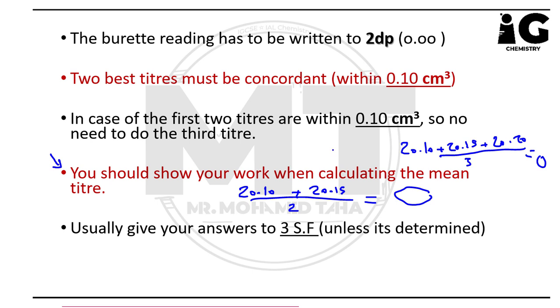So actually guys, again, really important to show your work in this point to not lose the mark. Also, this is really important: usually give your answer to 3 significant figures, unless it's determined in the question. Usually they ask you to do it between 2 to 4 significant figures, but if it's not mentioned, you could do it directly to 3 significant figures.